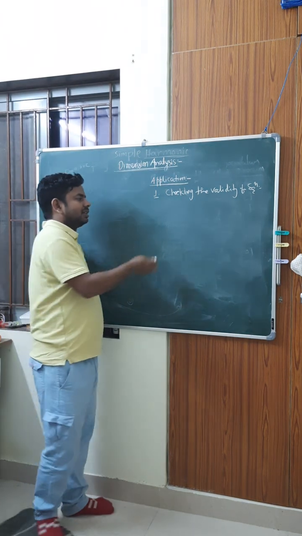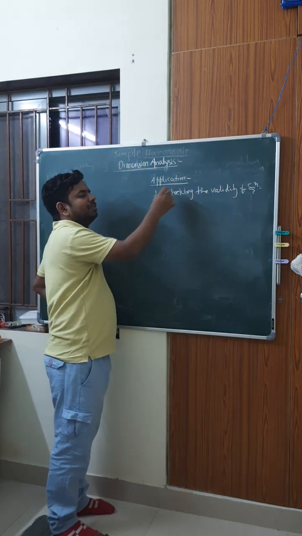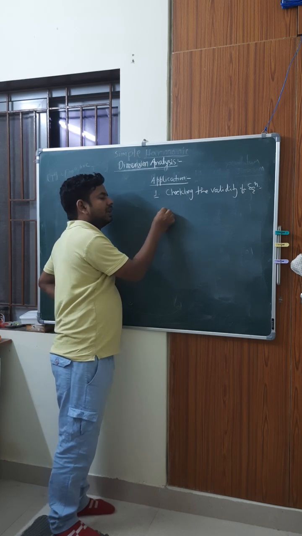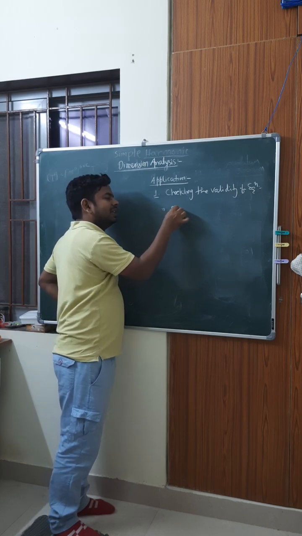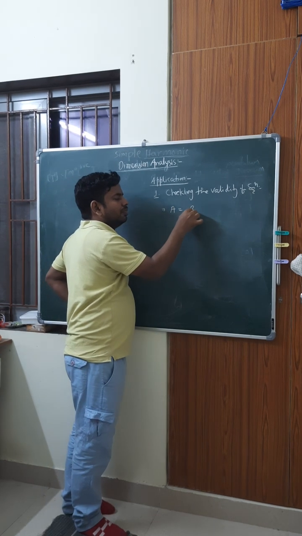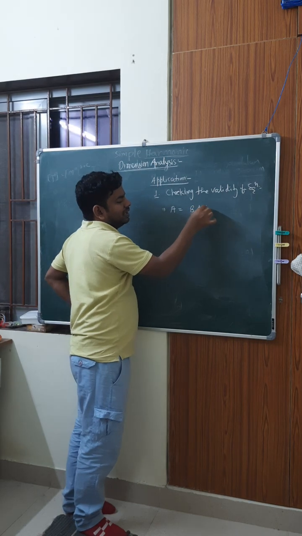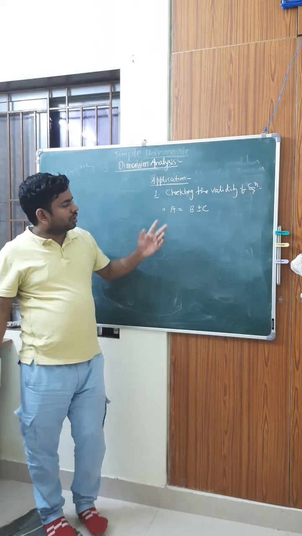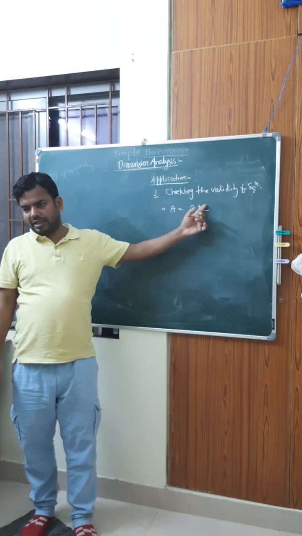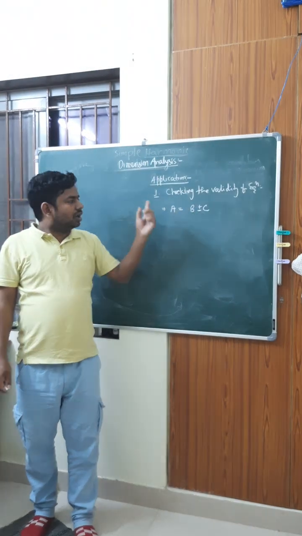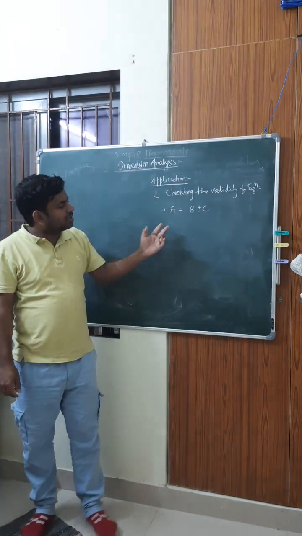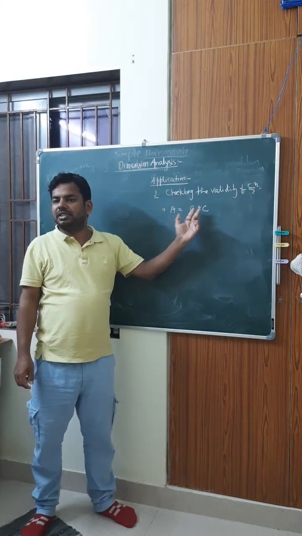Why? Let's see. The fundamental concept behind this is that if we have a physical quantity A which is equal to B plus C or minus C, in both cases, whenever we are adding or subtracting any quantity, the physical dimension of all these quantities must be the same.